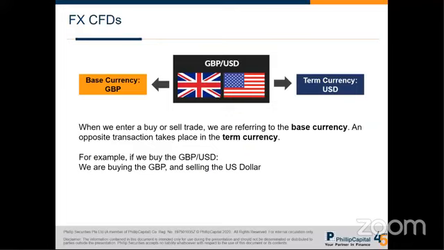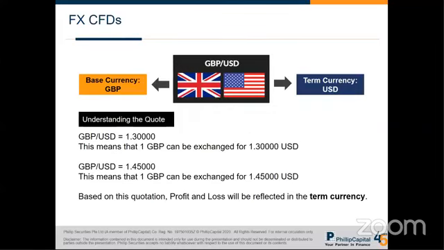Okay, so let me show you another example. What are the base currency and term currency? For this pair, British pound against US dollar, the base currency is British pound, GBP, and the term currency is US dollar. So when we enter a buy or sell trade, we are referring to the base currency, and an opposite transaction takes place in the term currency. So when we purchase a forex pair, effectively we are buying one currency and selling against the other currency. In this scenario, British pound against US dollar, when we go long this position, we are buying the British pound and we are selling the US dollar.